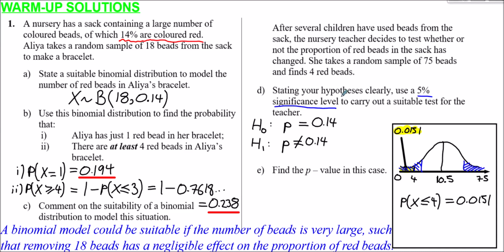So we can conclude here by saying, because 0.0151 is less than 0.025, the value is significant. So therefore, we're going to reject H0, and we can conclude the proportion of red balls has changed. Not balls, sorry, beads, it's saying. So reject H0, proportion of red beads has changed.